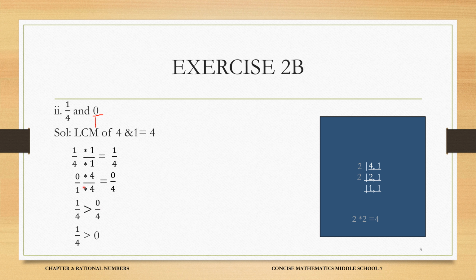That is, what is 1 by 4? 1 by 4 is 1 by 4, right? So write down as it is. And what is the 0 by 4? It is nothing but 0 by 1, right?